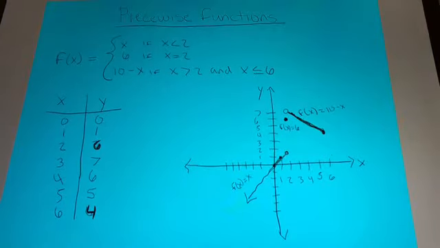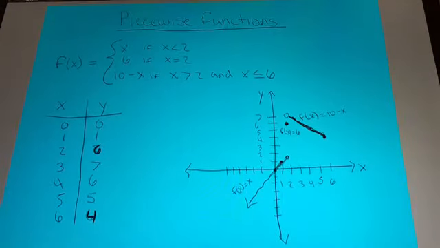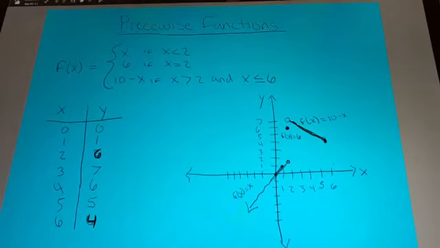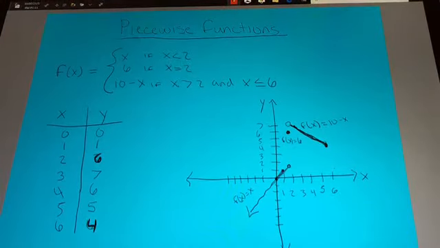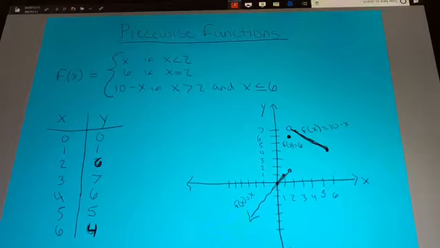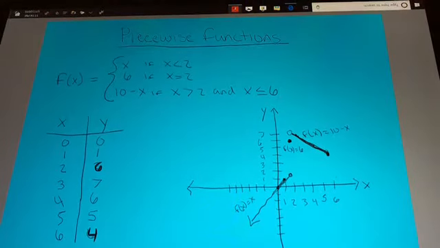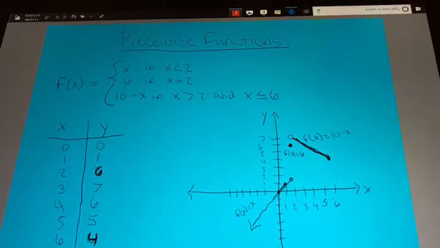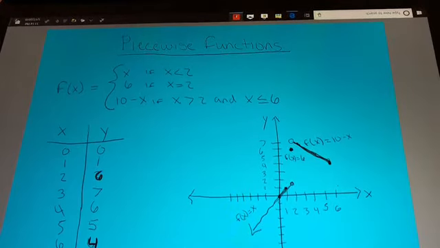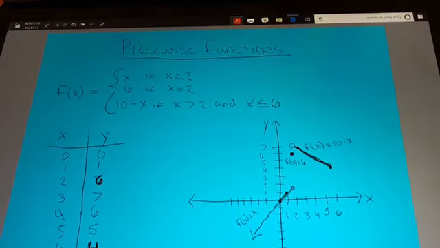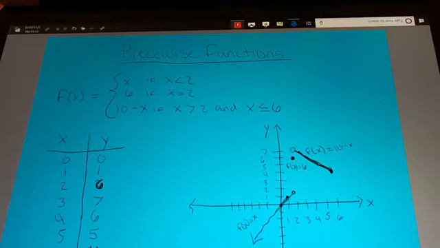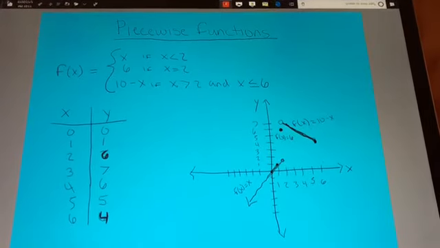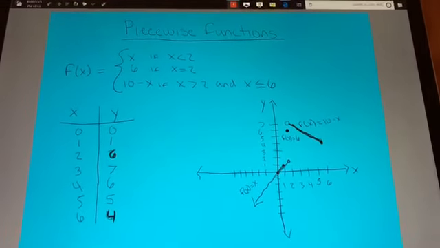When graphing a piecewise function, if the equation has a greater than or less than symbol, you are to put an open circle. Wherever there is a greater than or equal to symbol or a less than or equal to symbol, then you are to put a closed circle. This is what piecewise functions are and how you would graph them.